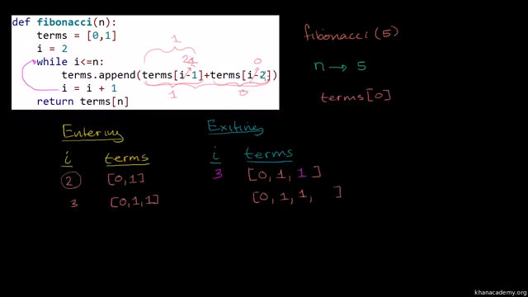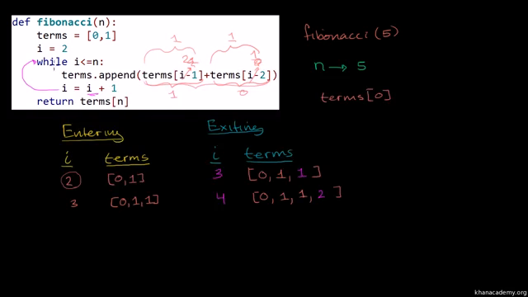Plus i minus 2. Well, i is now 3. 3 minus 2 is 1. So plus the first term in terms. So this is also going to be a 1 over here. So it's going to be 1 plus 1, or 2. So we're going to append a 2 to terms. That's what this does over here. And then we take whatever i was, which in this iteration is 3, and we're going to add 1 to it and redefine i to be that. So 3 plus 1 is 4, and that's the new i.